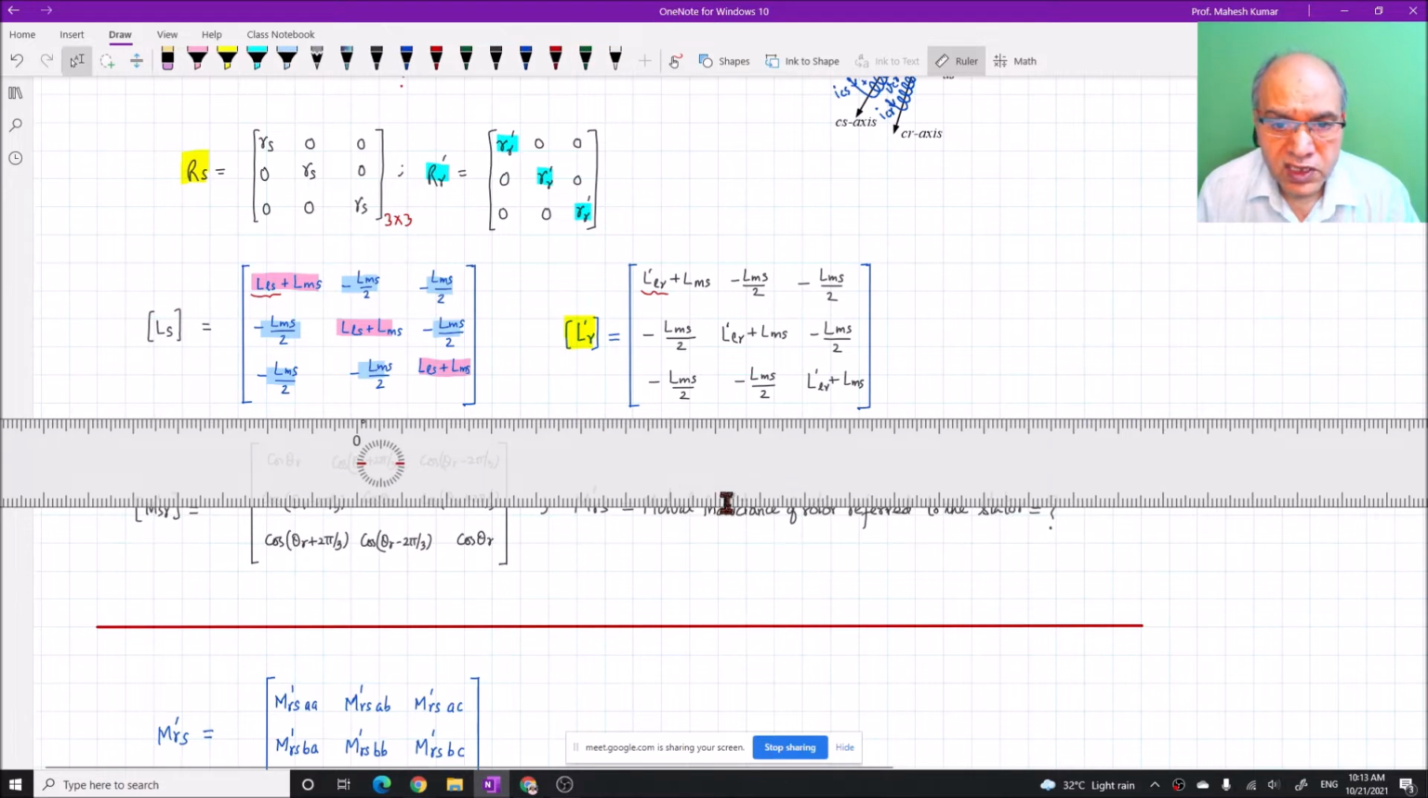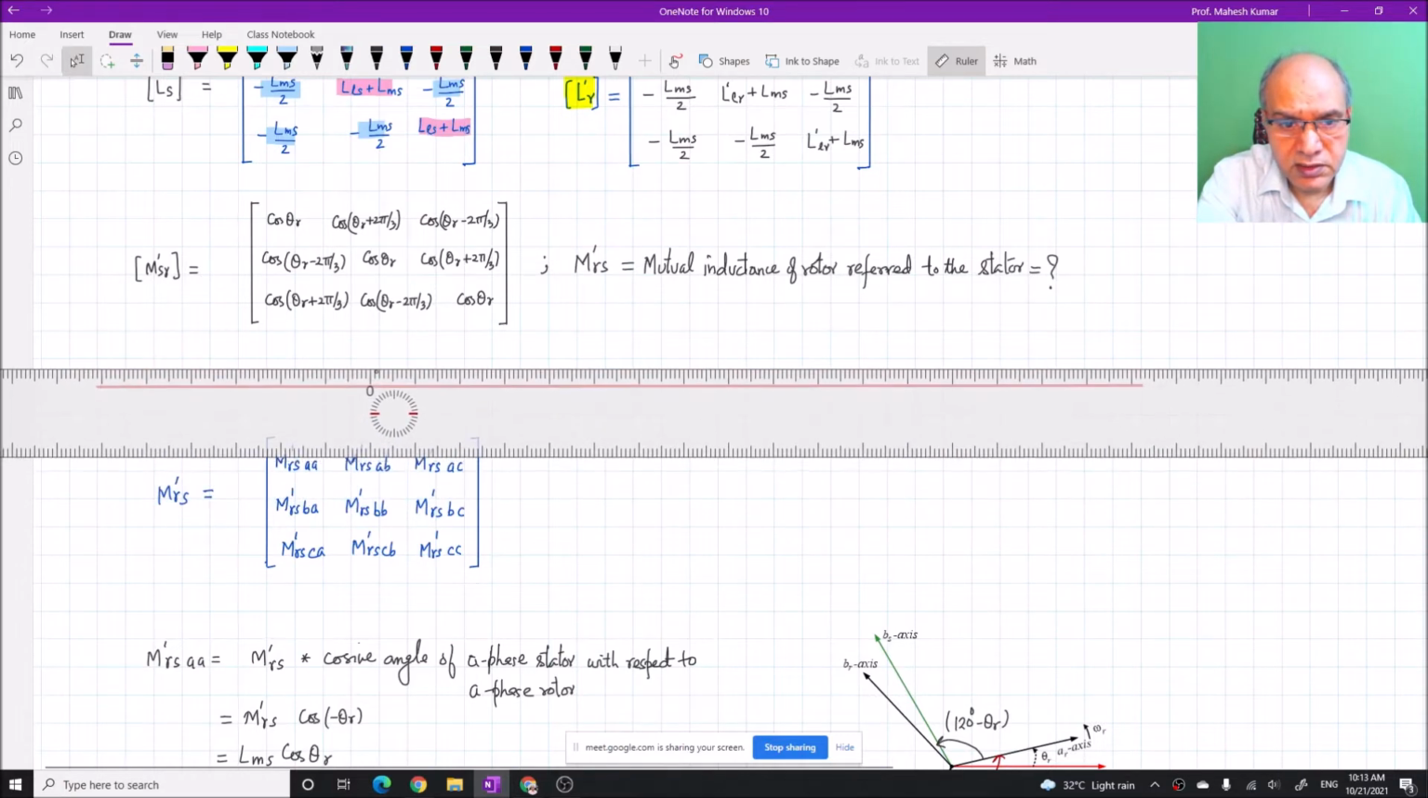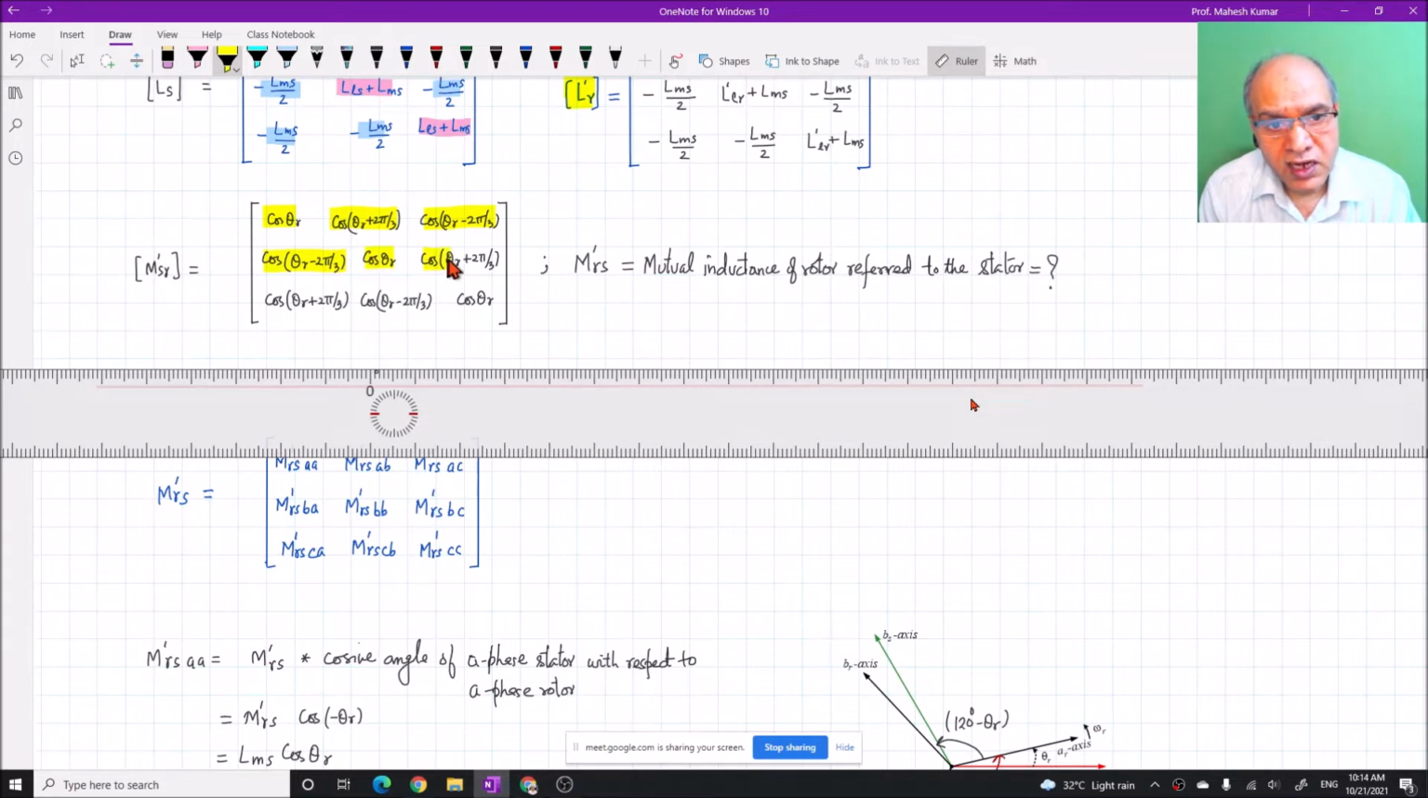Also we found the expression for the mutual inductance M_sr prime, that is, the flux linkages due to the rotor winding linking to the stator winding. And we found that the M_sr prime matrix is cos theta_r, cos(theta_r plus 2 pi by 3), cos(theta_r minus 2 pi by 3), and then cos(theta_r minus 2 pi by 3), cos theta_r, cos(theta_r plus 2 pi by 3), and then cos(theta_r plus 2 pi by 3), cos(theta_r minus 2 pi by 3), cos theta_r.